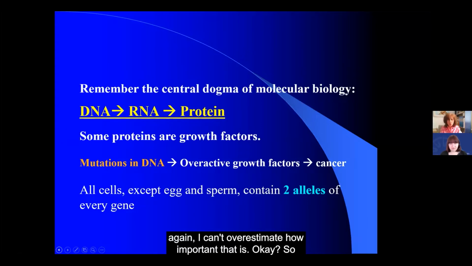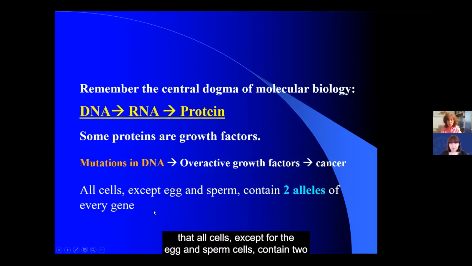Okay, so really what is this telling us? Well, that growth factors, things that cells need to grow, are actually proteins, and they're made from our genes. If we get mutations in our genes, in the DNA, that can lead to overactive growth factors, which is a way that you can get cancer. Okay, so genes have a very important underlying role in cancer.